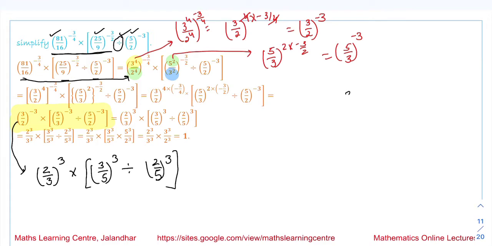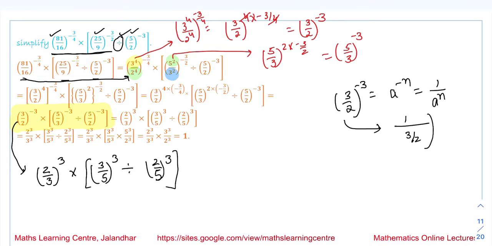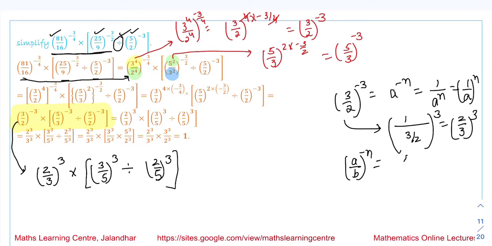Because when we say 3 by 2 raised to the power minus 3, this is just a raised to the power minus n, and the answer is 1 over a raised to the power n. So this becomes 1 over 3 by 2 raised to the power 3. That is equal to 2 by 3 raised to the power 3. So we are saying if it is a by b raised to the power minus n, that is equal to b by a raised to the power n.